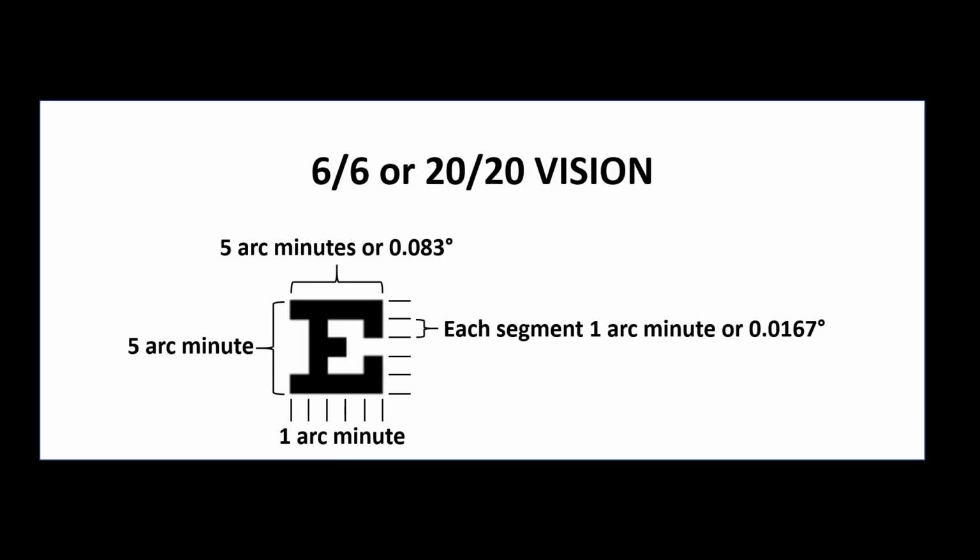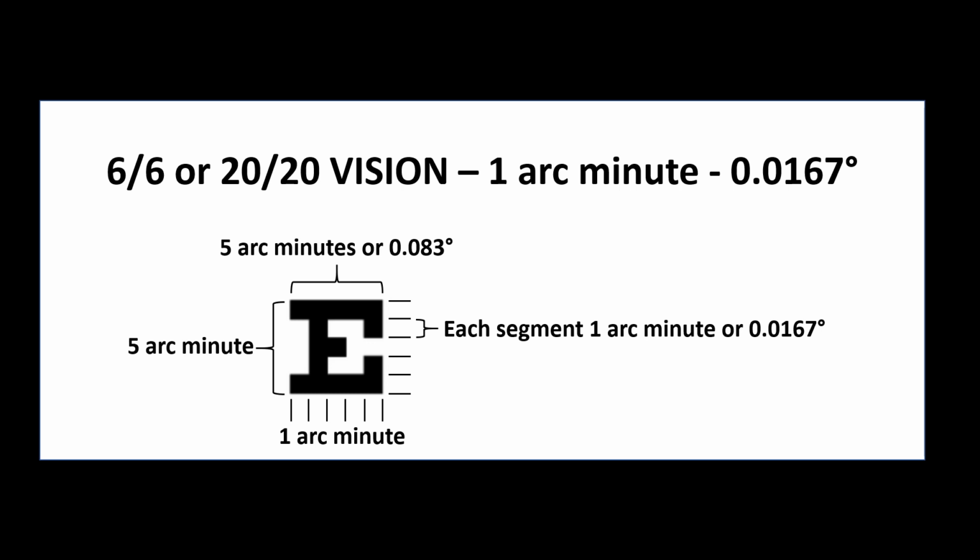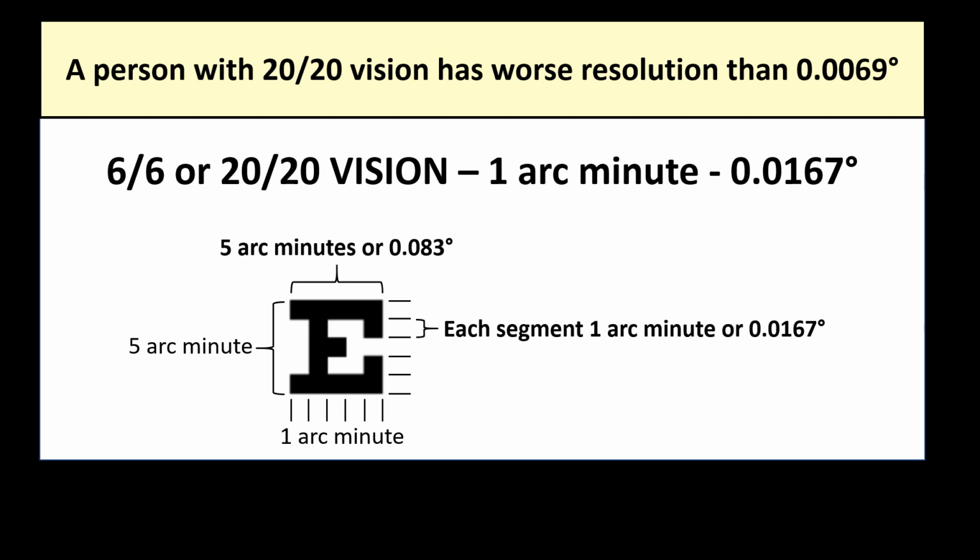So let's take a look at the letter E for 6/6 or 20/20 vision, which is considered perfect vision. From where you stand, like all the other letters, the height and width of the E is 5 arc minutes in size, and this is divided into 1 arc minute segments. So if you have 6/6 or 20/20 vision, this means you can resolve things down to 1 arc minute, which is 0.0167 degrees. So a person with 20/20 vision actually has worse resolution than the Rayleigh criterion calculation of 0.0069 degrees, because the diffraction limit of the eye's lens is only one factor that determines the eye's resolution.